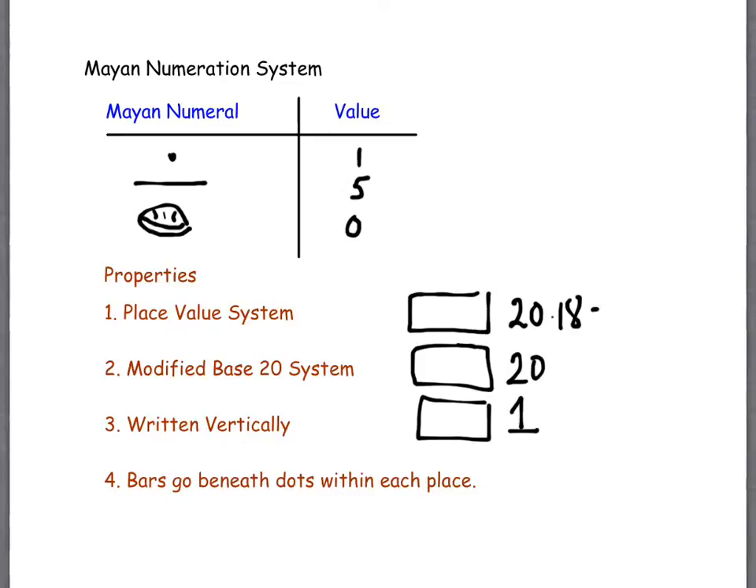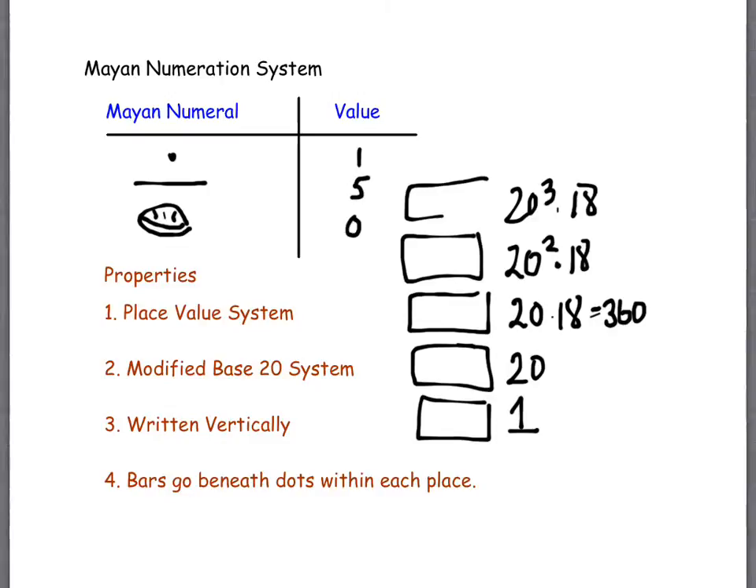Now, the reality is that we don't really care all that much, but we just need to recognize that there's only going to be 360 in that place value system. It's really not going to come into play a lot. I just want you to recognize that it's a little bit different. What they would do next is that they would then multiply their 20 out again. So then it would be 20 squared times 18, and then 20 cubed times 18, and so forth.